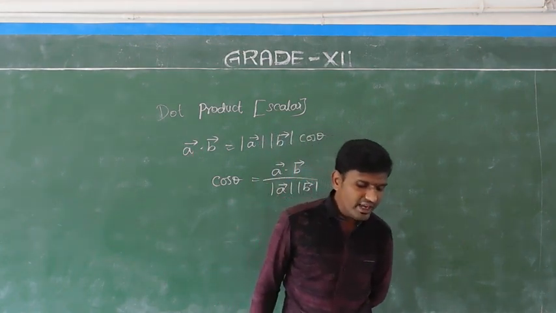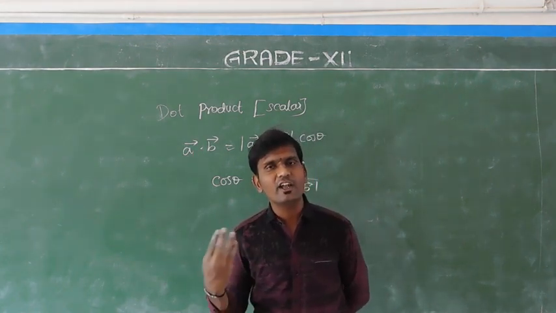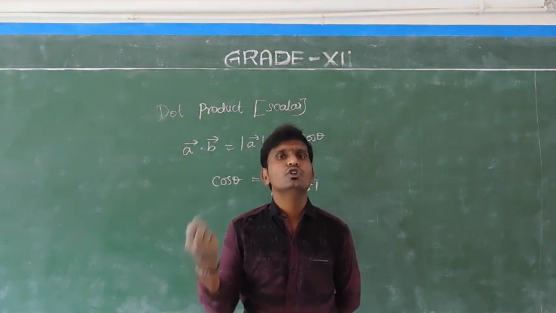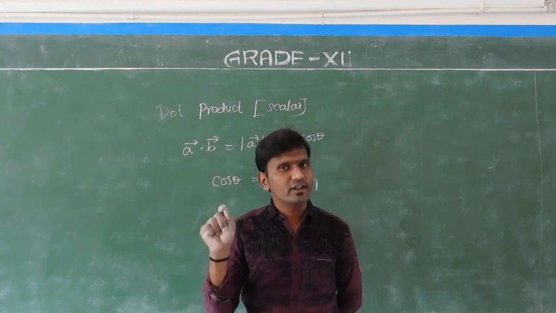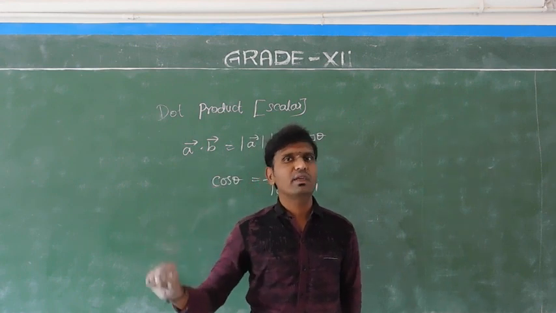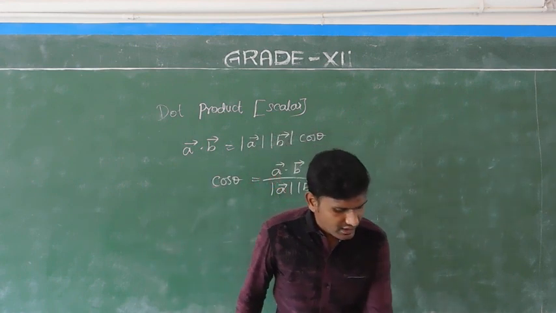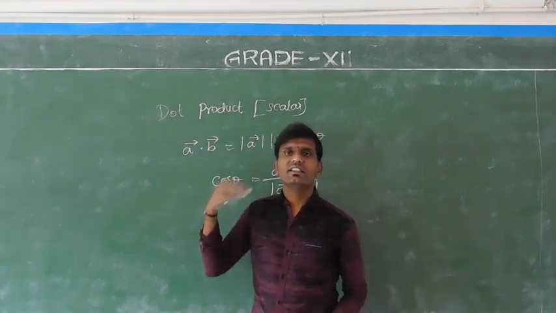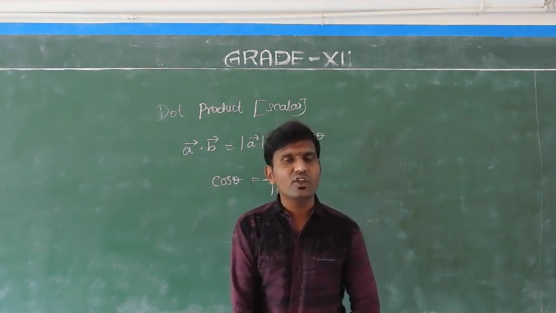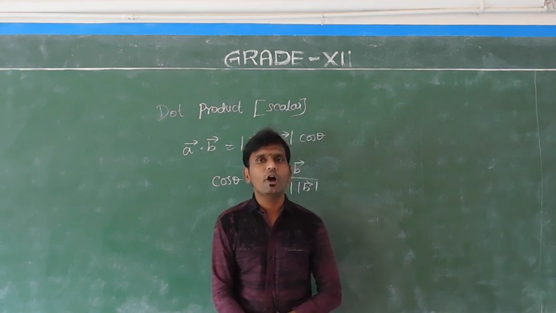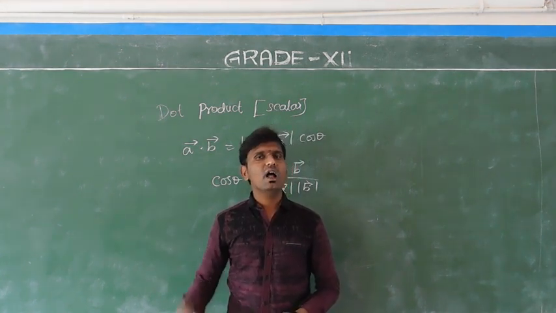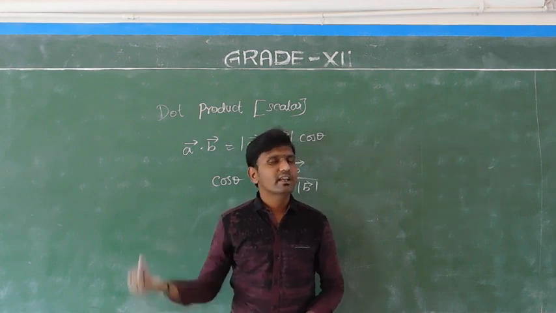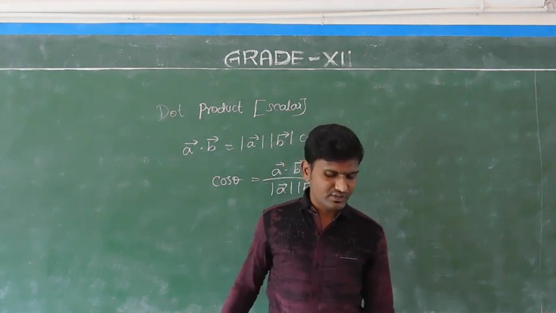Then if theta equals pi, what is the value of cos pi? Minus 1. So A dot B is equal to minus modulus of A vector into modulus of B vector. Finally, the commutative property is satisfied for the dot product: A dot B is equal to B dot A. These formulas we have already seen, and again we have to use them.